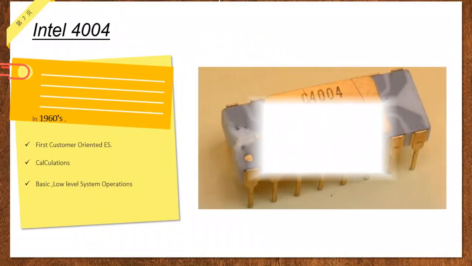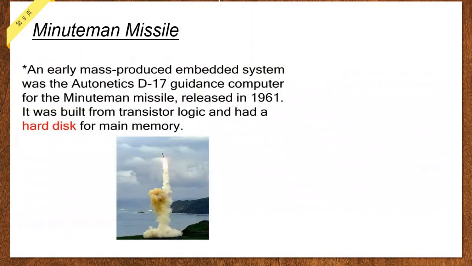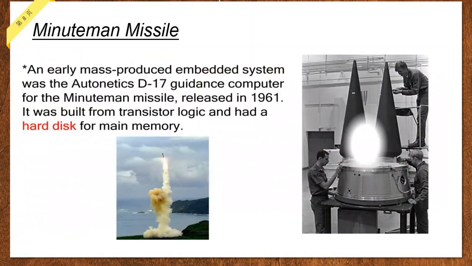Then we have the Intel 4004. This is the first customer-oriented embedded system that customers can use. It was developed in the 1960s, and later it was used in calculators. This performs calculation, and for basic to low-level system operations, the Intel 4004 microprocessor can be used. Then we have the Minuteman missile.